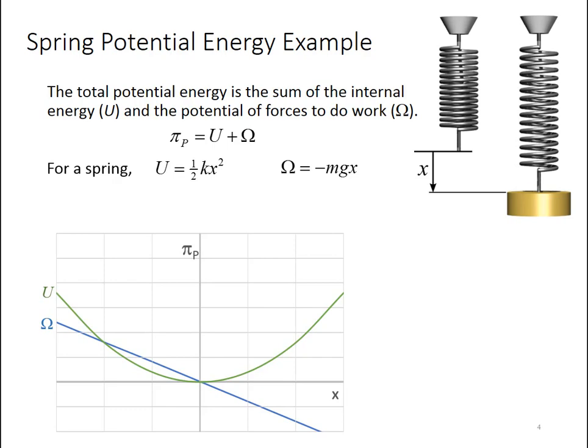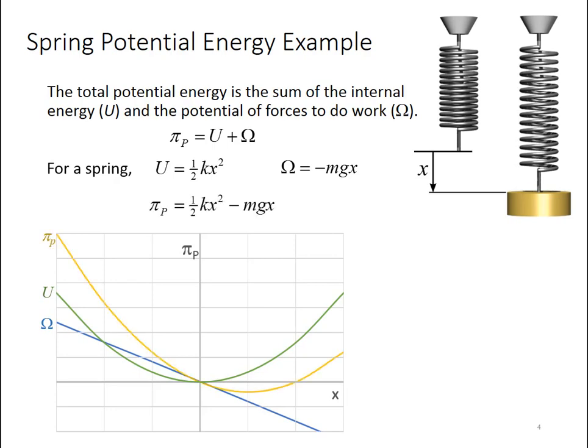So the force is mg, and the work that it would perform with a positive x is mgx. So the potential that it has to do work is the negative of the work that would be performed. So omega is equal to negative mgx. If we add that, you see that's a straight blue line in the curve, in the graph.